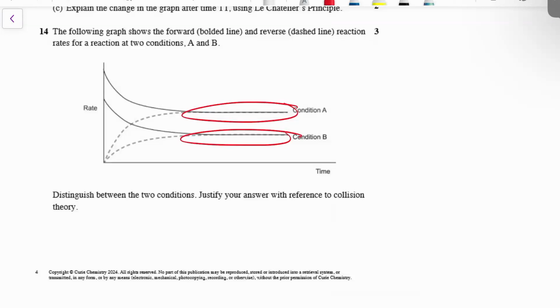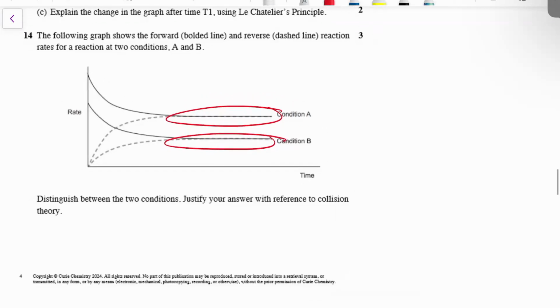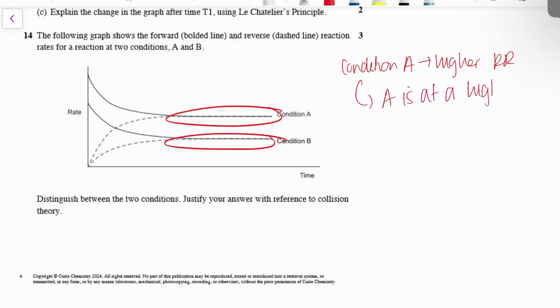Lowers the activation energy barrier means they reach it at the same time. Let's go with temperature for now as our safe answer. Catalyst is also possible. So let's go temperature. Condition A leads to a higher reaction rate, which could possibly mean that condition A is at a higher temperature.